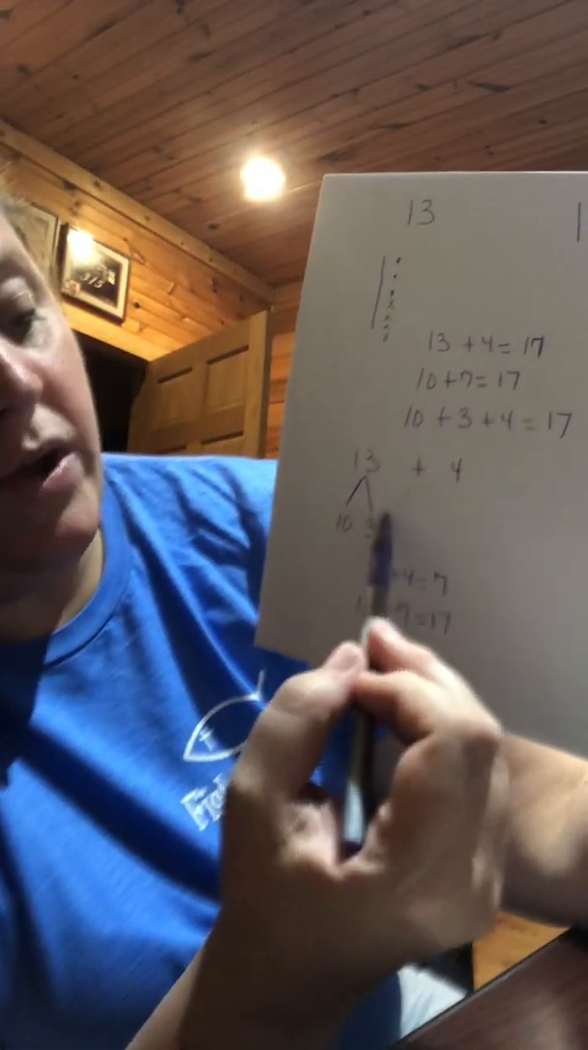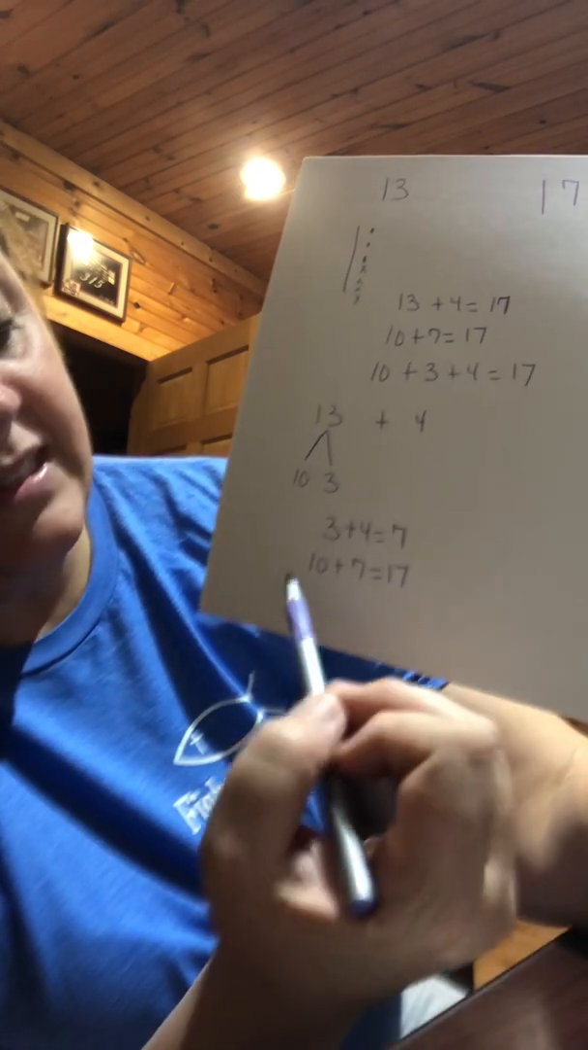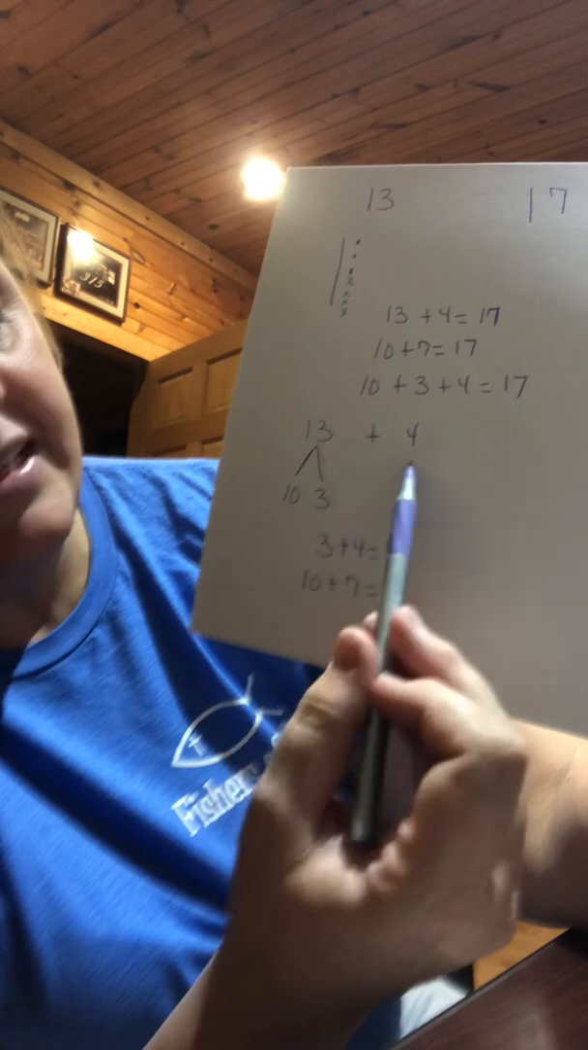So we get our ones right here, and this is a tens. So we have 3 plus 4 equals 7, and then we add the 10 plus 7 equals 17. That's breaking it down. Since 3 ones and 7 ones make 10, which we recorded in the tens place, right? Very good.